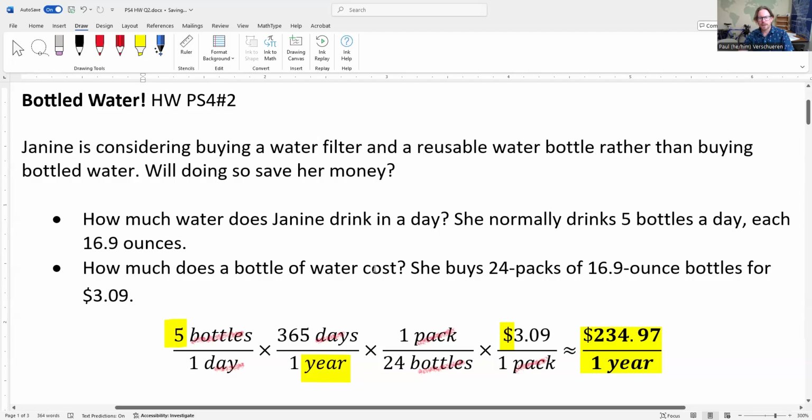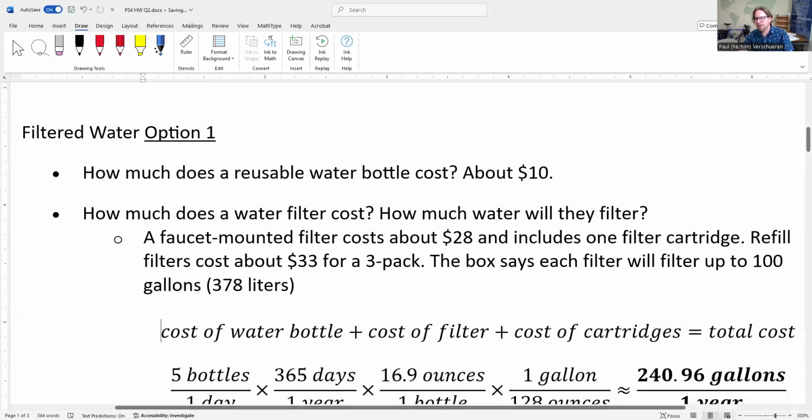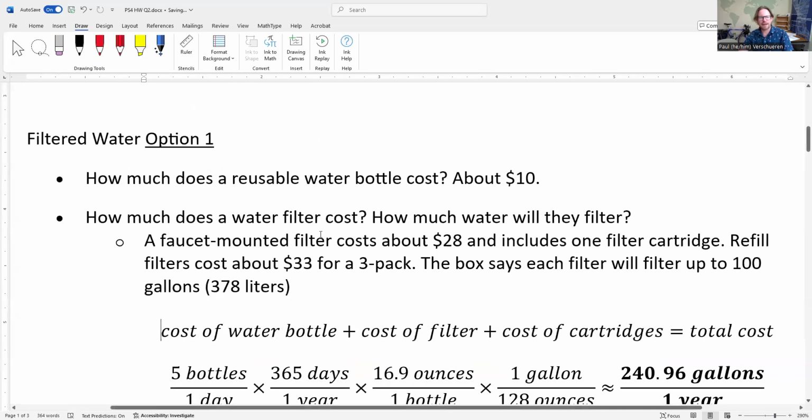All right, scrolling down, there are actually 3 different methods beyond that for different filtered water. The first option is one that attaches to your sink water filter. And in that case, this would be a $28 device that has 1 filter cartridge in it. And then refill filters cost about $30 for a 3-pack. And each filter covers 100 gallons.